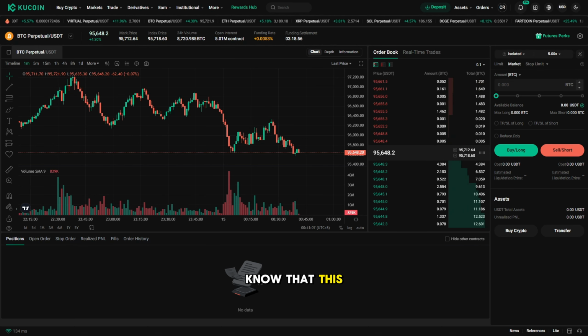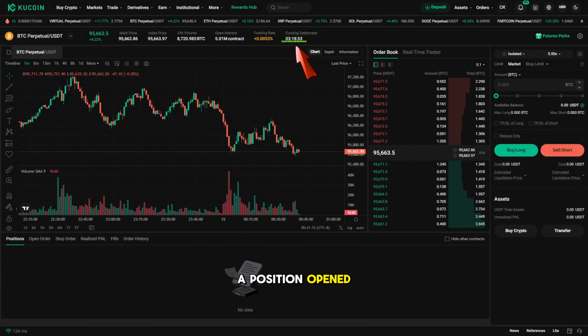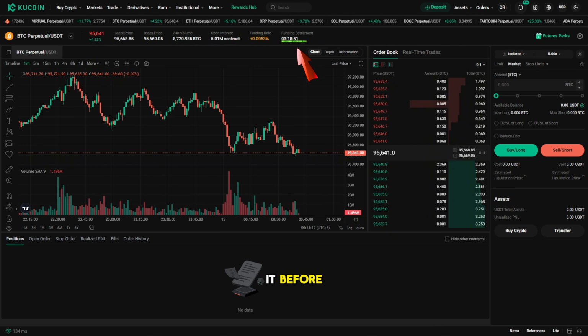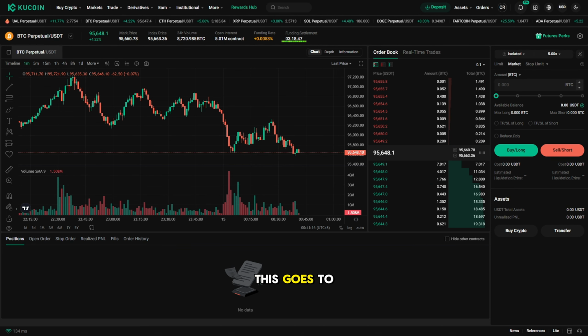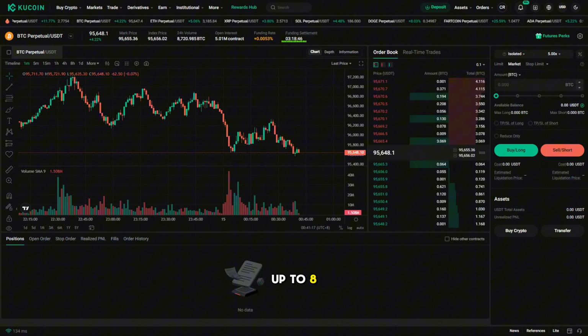It's important to know that this only occurs when this timer right here reaches 0 and you have a position opened at that time. So if I open a position before that timer reaches 0 and I close it before, it doesn't really matter at all to me. And this timer actually has an interval of 8 hours. So every 8 hours, this goes to 0 and then it goes back up to 8 hours. And then we have all the fees covered on KuCoin.